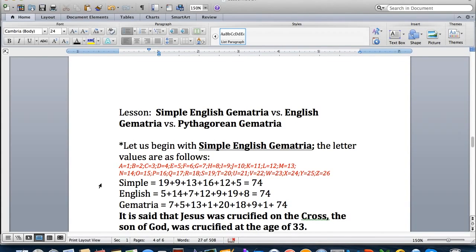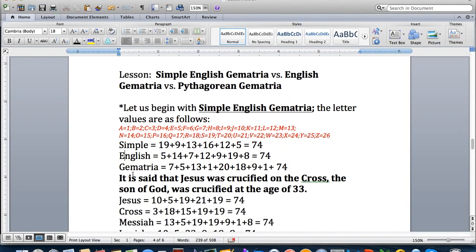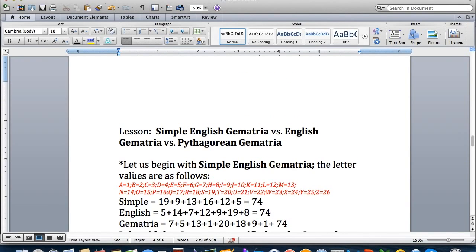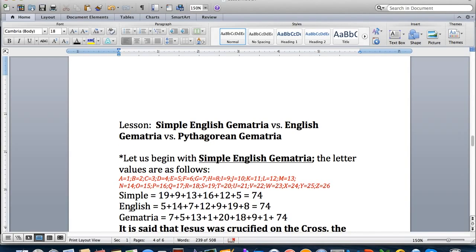I want to just go through this again, go over the significance of these words and these numbers and how they show up within our own daily lives. And if you live here in the United States of America, this will probably be easier for you to connect with. Of course, I'm speaking about it because this is where I live and where I've grown up. Anyhow, simple English gematria and Gematria all sum to 74.